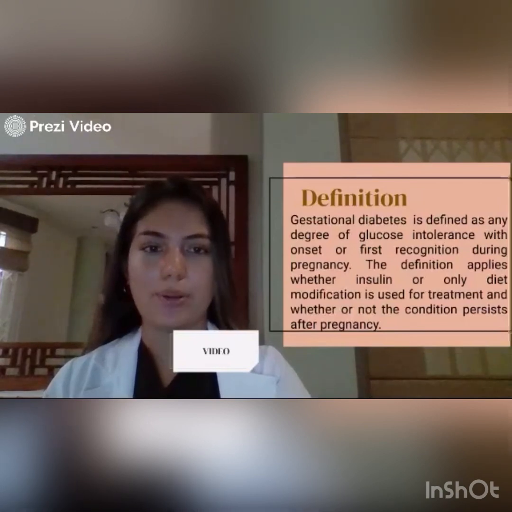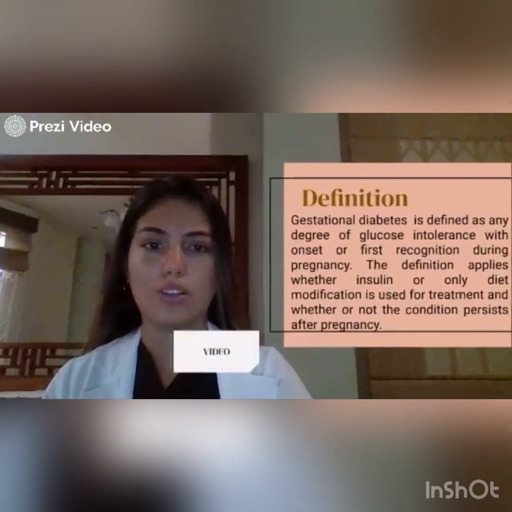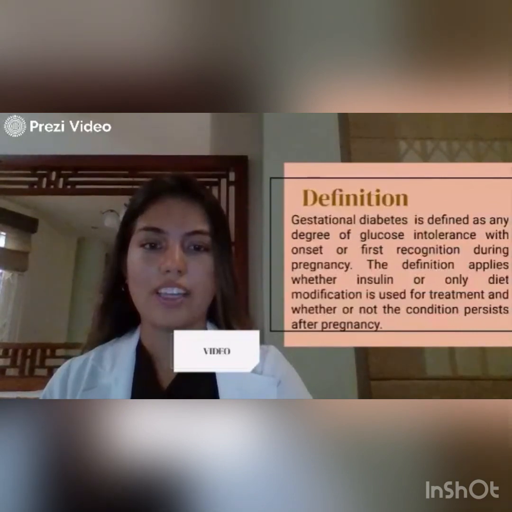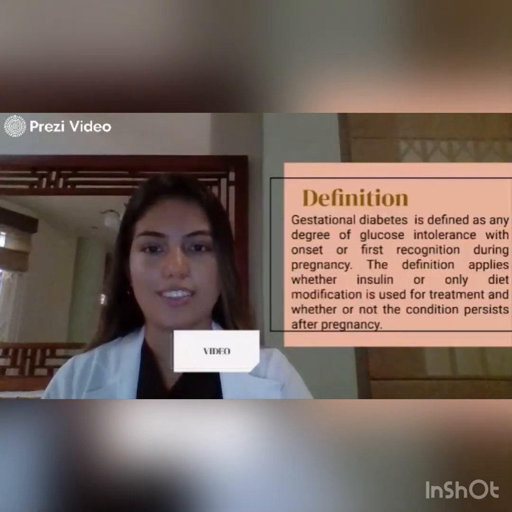Definition: Gestational diabetes is defined as any degree of glucose intolerance with onset or first recognition during pregnancy. The definition applies whether insulin or only diet modification is used for treatment and whether or not the condition persists after pregnancy.